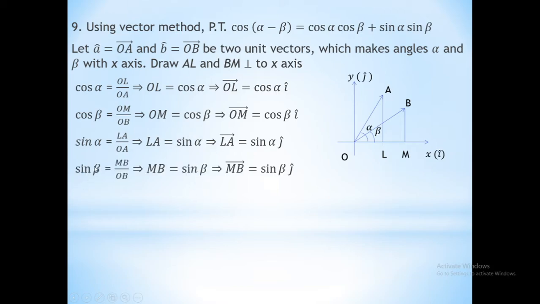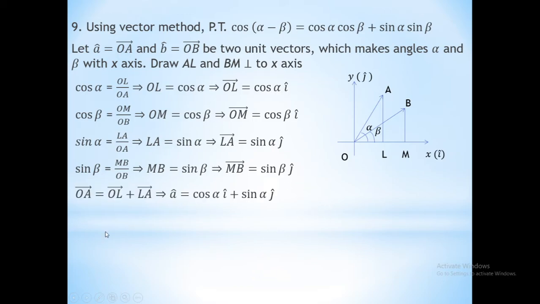Same way sin beta. Sin beta means what? Same way, opposite side by hypotenuse. So MB by OB. OB is 1 unit. So MB is equal to sin beta. When you apply vector, what will happen? MB is in the direction of y. So you have to add what? j cap. So we have found all the 4 values.